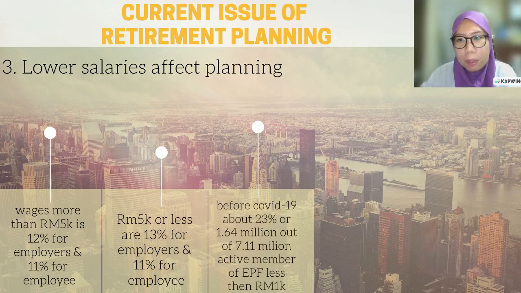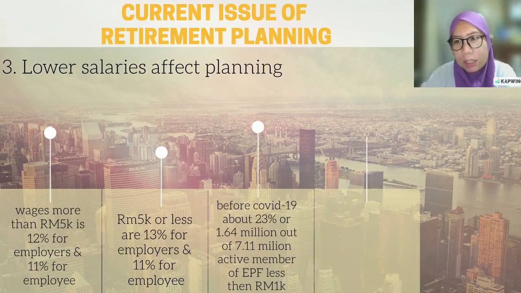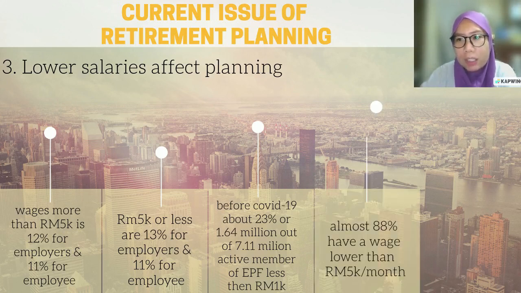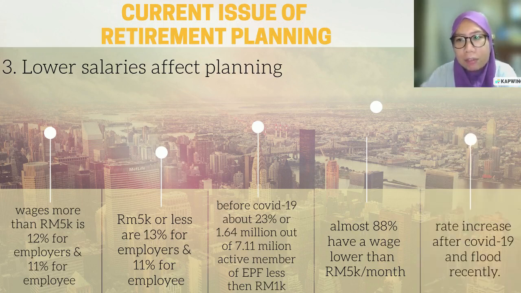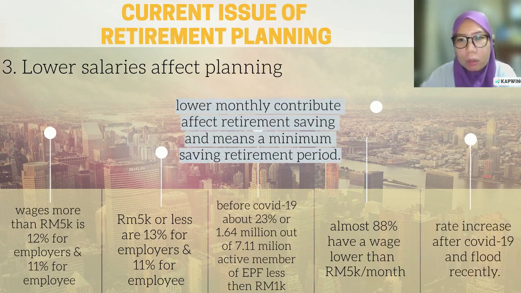After that, before the COVID-19 pandemic, the EPF manager stated that about 33% or 1.64 million out of 7.11 million active members of the EPF contributed less than the current minimum wage of 1,000, and most, 88%, have a wage lower than 5,000 per month. Then the rate increased after COVID-19 and the recent floods. Therefore, lower monthly contributions mean lower retirement savings for members, and a minimum saving for their retirement period.